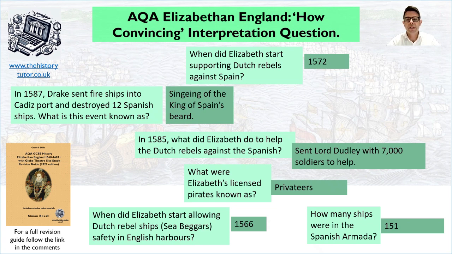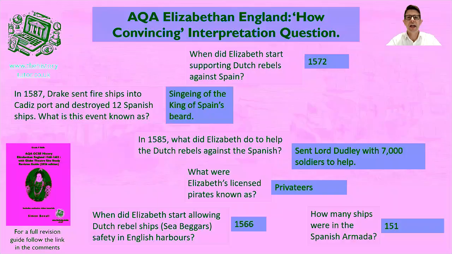So in 1585, what did Elizabeth do to help the Dutch rebels against the Spanish? So she sent Lord Dudley along with 7,000 soldiers to help. So now Elizabeth is properly getting involved in the war with the Spanish and supporting the Dutch actively on the battlefield. What were Elizabeth's licensed pirates known as? Privateers. Drake in fact was a privateer, given a licence to go and attack the Spanish, and they'd have to give some of their gold and some of their booty to Elizabeth in return for her support of their pirate actions.